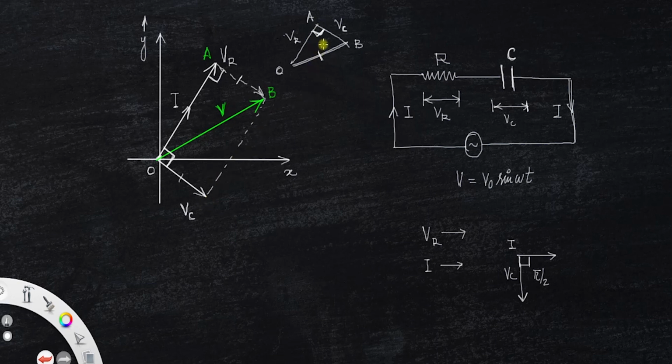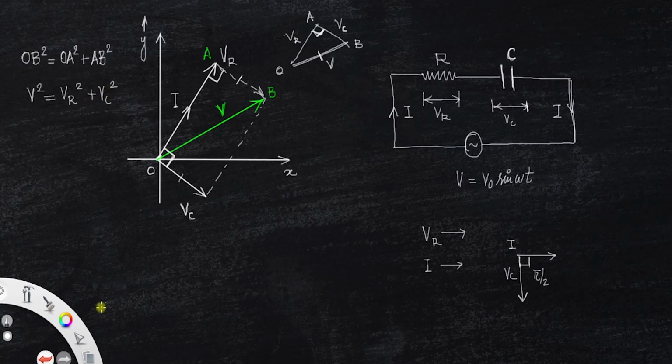Clearly, applying the Pythagoras theorem in this triangle OAB, we have OB square is equal to OA square plus AB square. OB is V. So V square, the resultant voltage, will be, OA is actually VR, so V square equals VR square plus VC square.